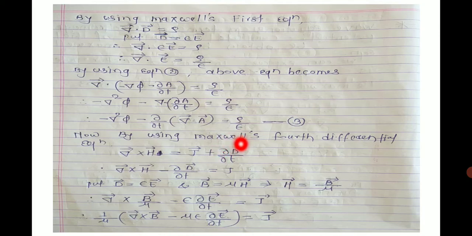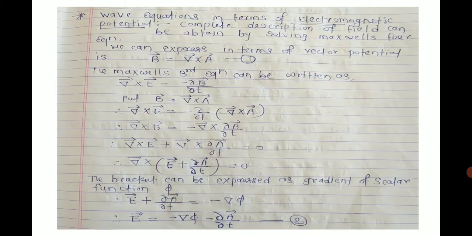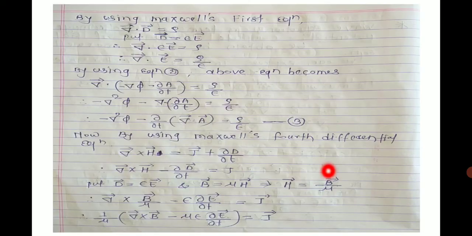This term ∂D by ∂t, when transposed to the other side, will become minus. This means del cross H minus ∂D by ∂t is equal to J. Now we put D is equal to epsilon E and B is equal to mu H. Then H bar is equal to B bar divided by mu. Then these two values, D is equal to epsilon E and H is equal to B divided by mu, we put in that equation, del cross H minus ∂D by ∂t is equal to J.